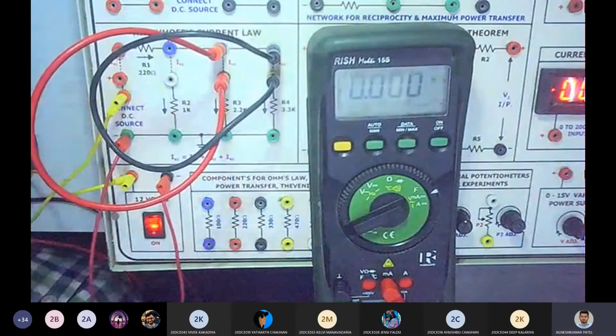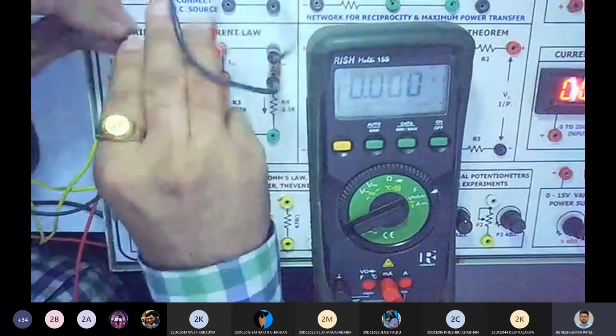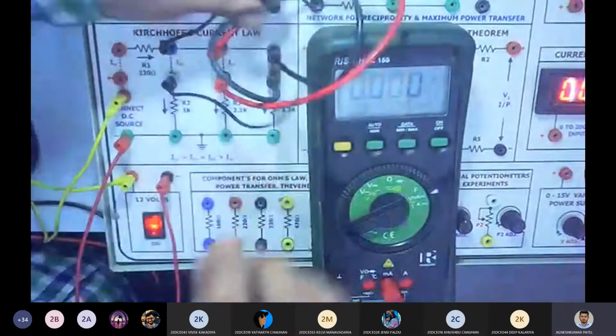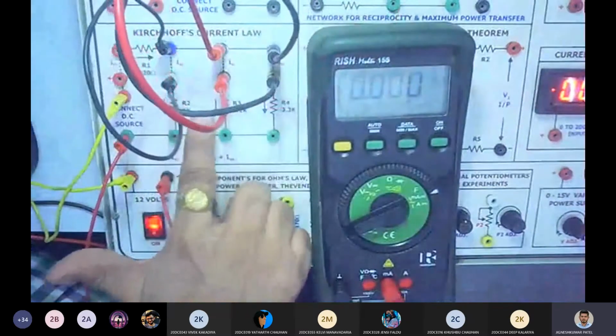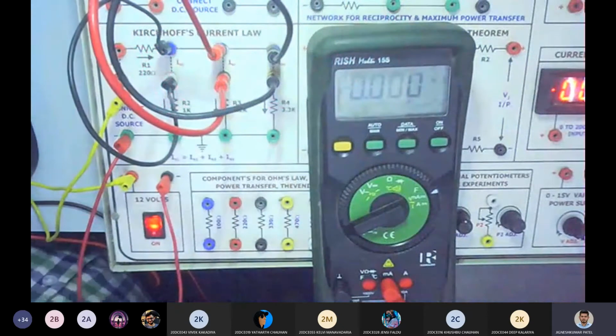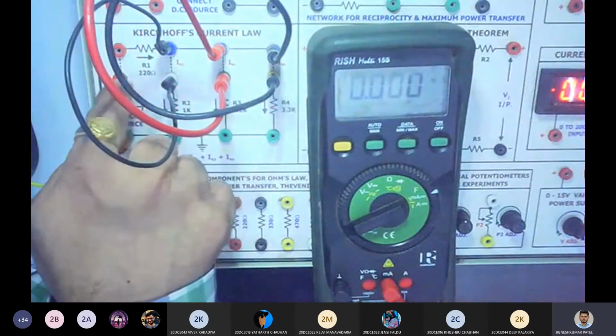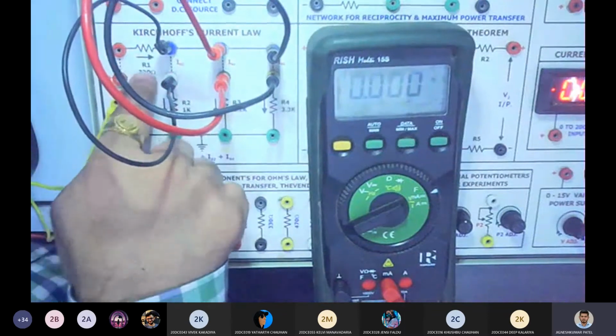Now first we will measure the value of current. These three resistors R2, R3 and R4 are connected. We will first measure the value of supply current. So the supply current will be measured through the resistance R1.